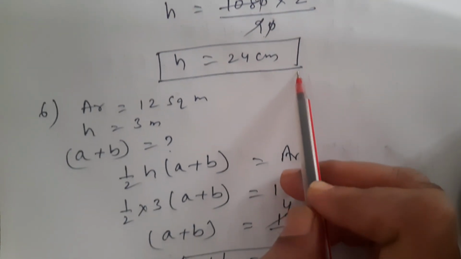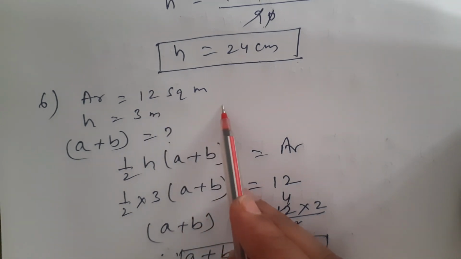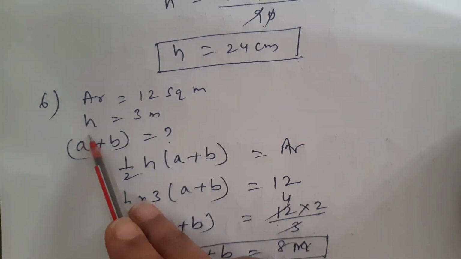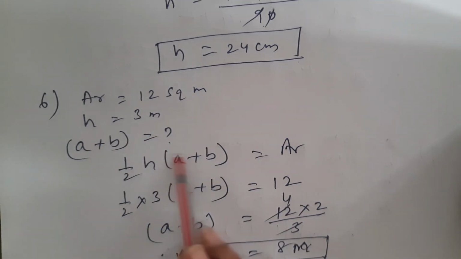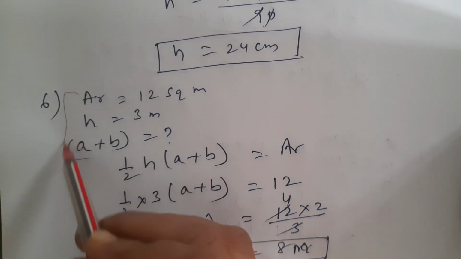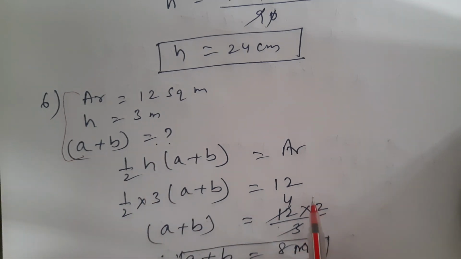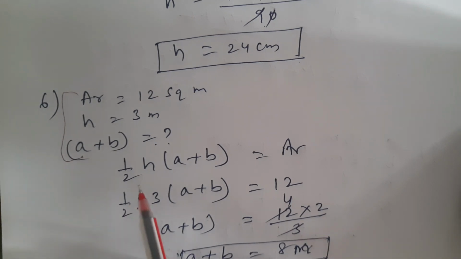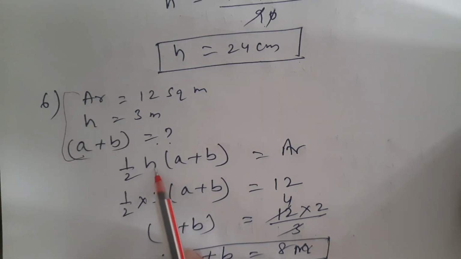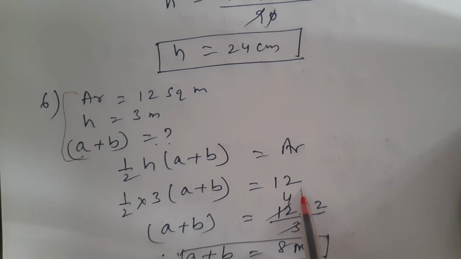Now let's start with question number 6, where area is given 12 meter square. Height is 3. We need to find the sum of parallel sides. So whatever is question mark, this data writing is very important. First you write down all the information from the question after reading it carefully twice. Then put it in the formula and easily you can get the solution. So here half h I replaced with 3. a plus b we need to find, whereas area is given 12.